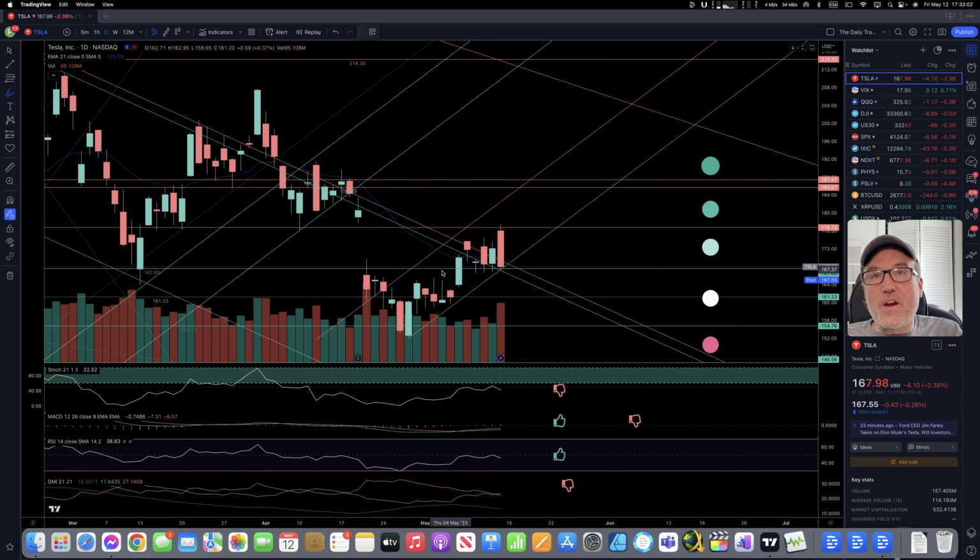So this is a very important zone. People are not selling that much below that. There's a floor, and that's the floor, 167.60.